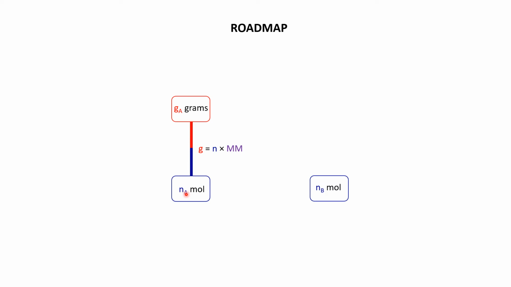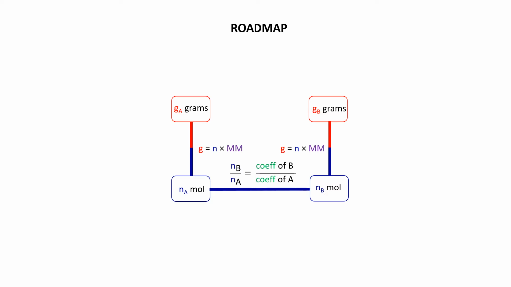I can convert moles of one substance A to moles of another substance B by using the coefficients from the chemical equation. And then, of course, once I've got moles of B, I can convert to grams of B using the same grams is moles times molar mass, except here, of course, now using the molar mass of B, whereas over here you would have used the molar mass of A. I refer to the A side and I refer to the B side.